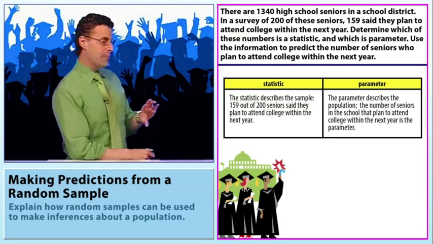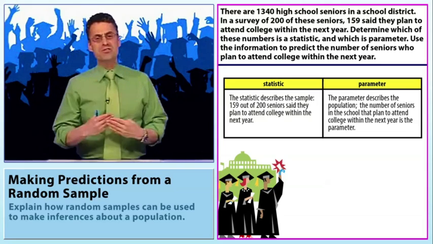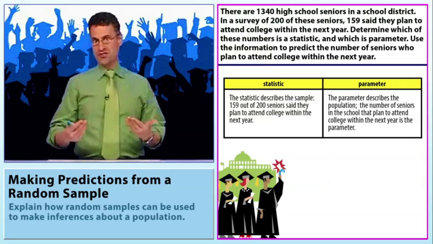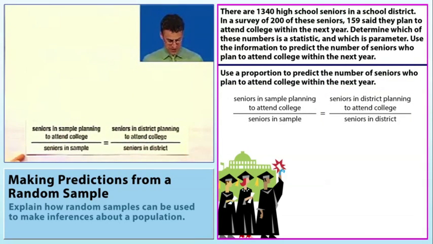So that's the parameter. Now, the interesting thing is that once you have a statistic, the power of statistics is that you can use the statistic to actually see if you can estimate the parameter. And that's the power of statistics. Now, how would we do that? Well, the way to do it is to consider the parallel ratios. So look at the statistic, seniors in a sample planning to attend college over the total number of seniors in the sample that were asked. And that ratio should equal the ratio of the students in the district planning to attend college, which is the parameter, to the total number of seniors in the district.